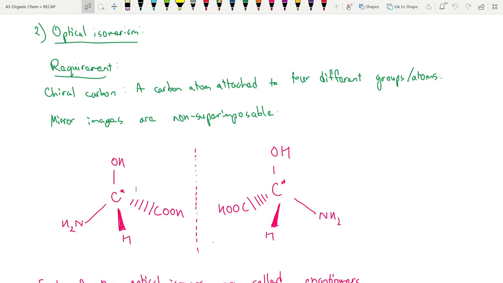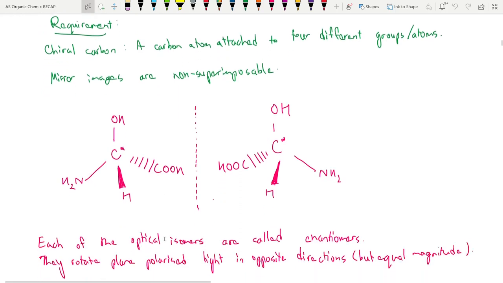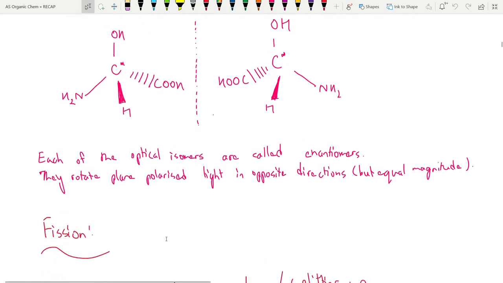Make sure the wedge-shaped diagram is fine as well. It has to be laterally inverted or you won't be getting marks, okay? We use an asterisk to denote the chiral carbon. Each of the optical isomers is called an enantiomer. This has been added to the syllabus as well, especially in A2.